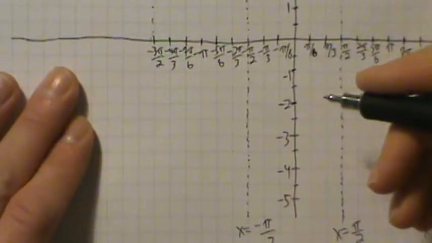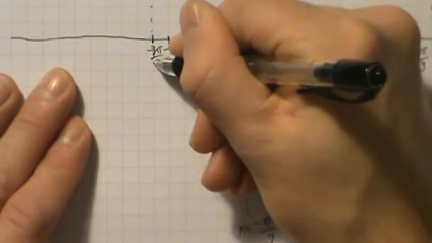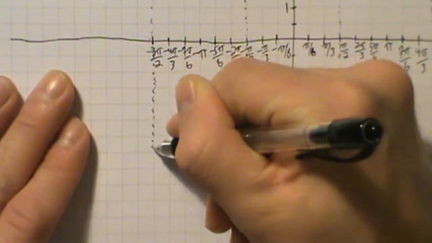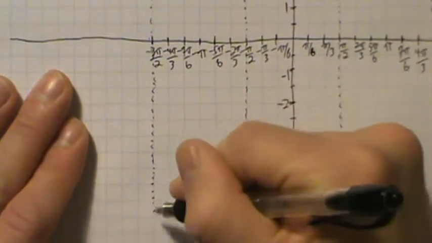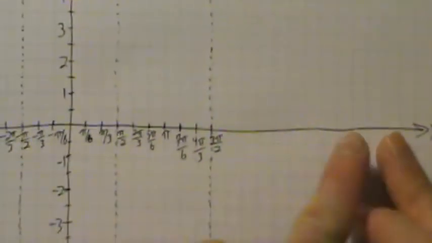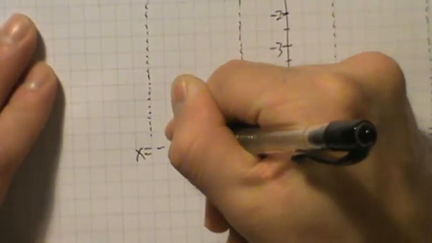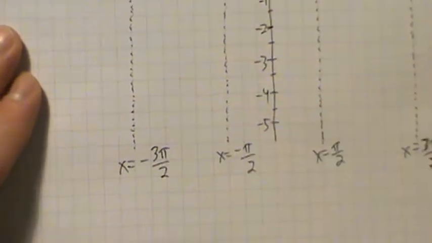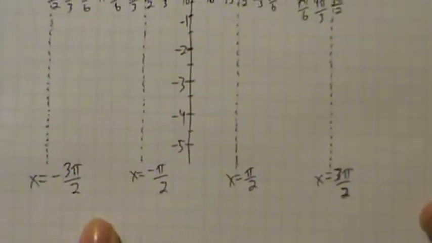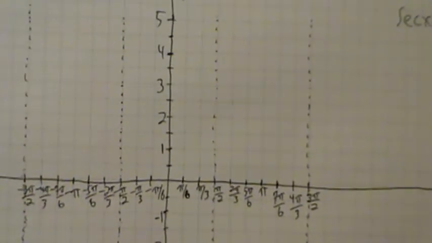Okay, and then we'll come down this way also. If you want, you can keep labeling the x-axis beyond negative 3 pi over 2 and beyond 3 pi over 2 this way, but it won't be necessary for what we do in the video anyway. Okay, so x equals negative 3 pi over 2. So we have 4 vertical asymptotes here. That's great. That's going to be plenty.